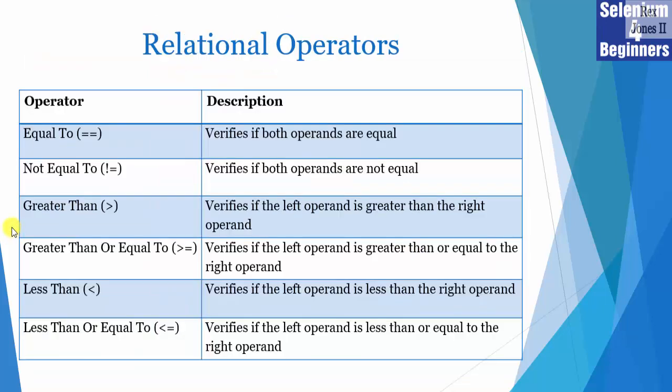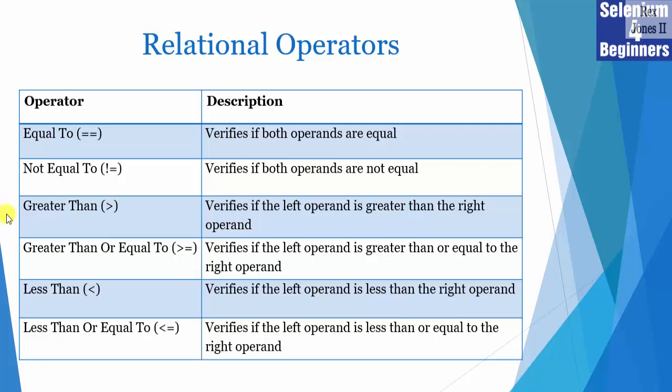Next are the relational operators, which are used to compare values. There are 6 operators that verify the relationship between the left operand and right operand. Equal to verifies if both operands are equal. In math, we use one equal symbol, but in Java, we use two equal symbols for equal to. Not equal to has an exclamation point and one equal symbol to verify if both operands are not equal.